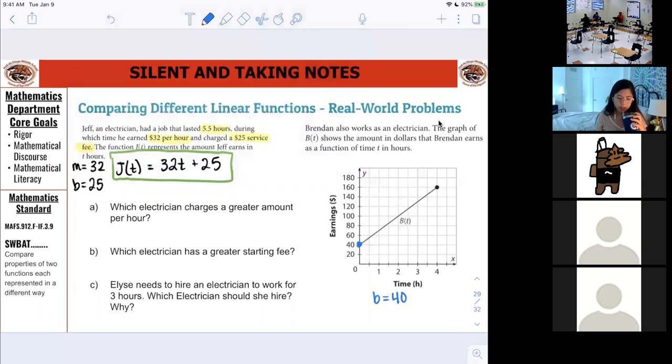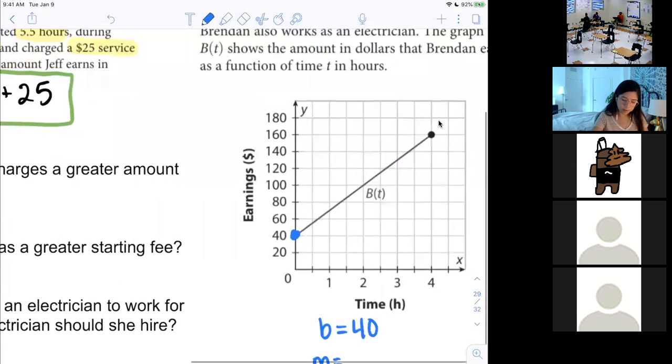Right here. What is another thing that I can calculate? The slope. So let's do that together. Pick another perfect point. Who can identify a perfect point? 2 and 100. All right, so I have 0, 40 and 2, 100.